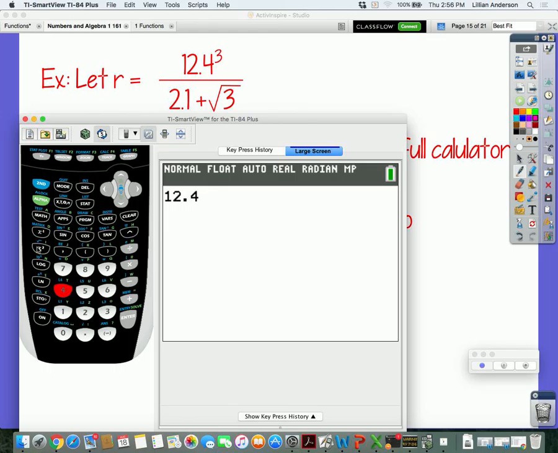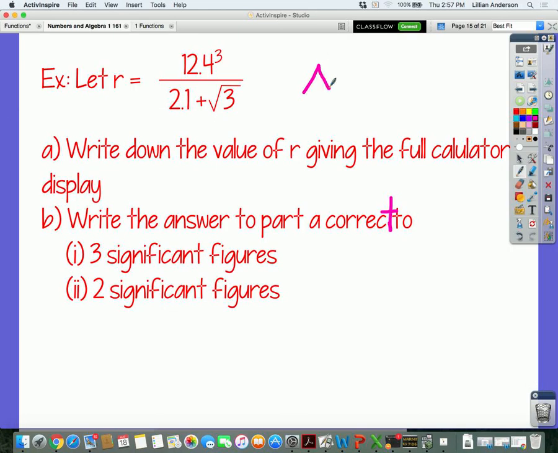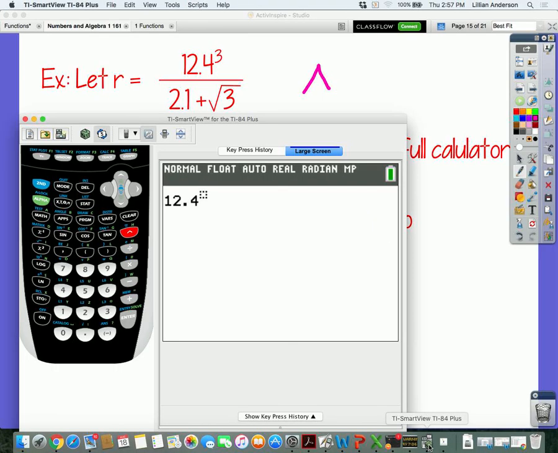Okay, so I want to do 12.4 to the third. Now, we know that if you press the x squared button, it gives me a 2. But if I want a third or a fourth power or fifth power, we're going to press the caret button. And for me, it goes automatically into the exponent. For some of you guys, if you're using one of my calculators, it doesn't automatically do that. You might actually get this thing. Okay, that's fine. Nothing wrong with that. You just type in a 3.